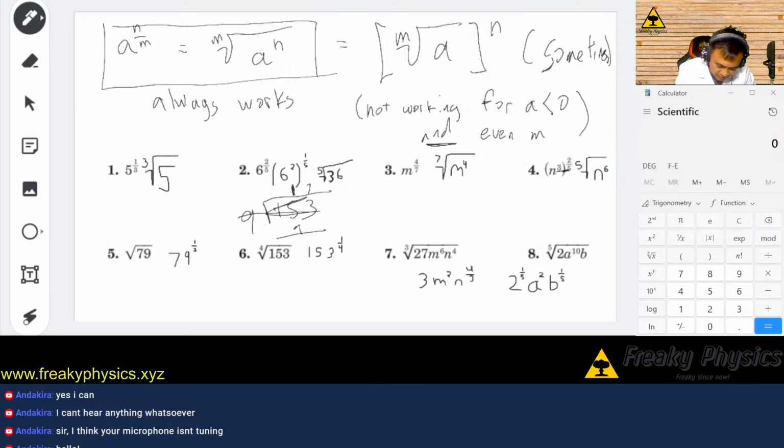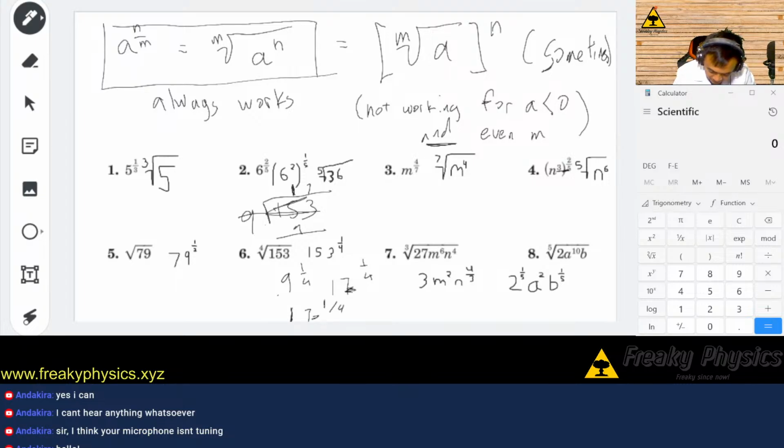Okay, so we can do this as 9 raised to 1/4 times 17 raised to 1/4, right? If we finalize this, 17 is already prime, so that's it. This is it, right? That's 17 raised to 1/4.